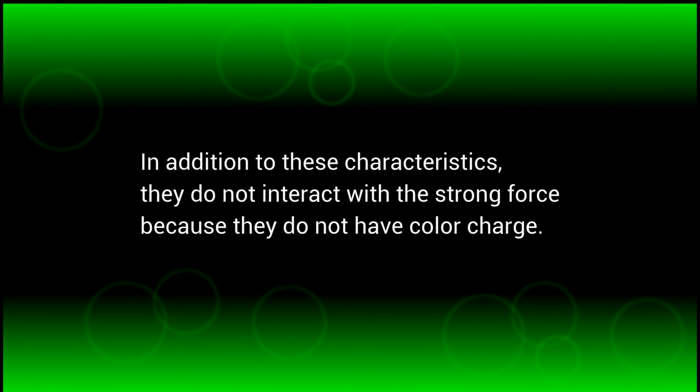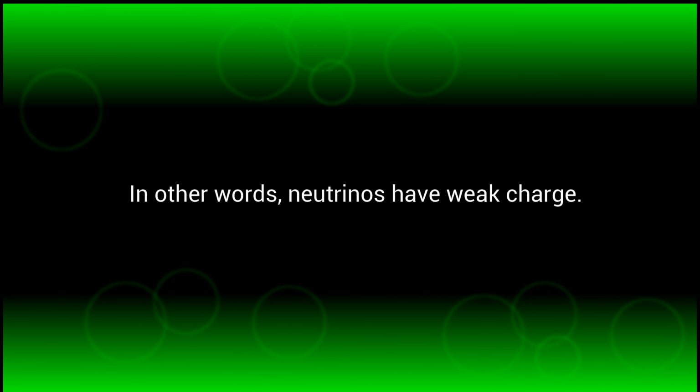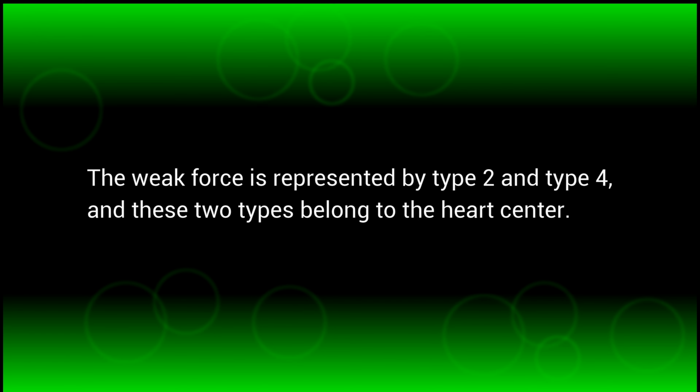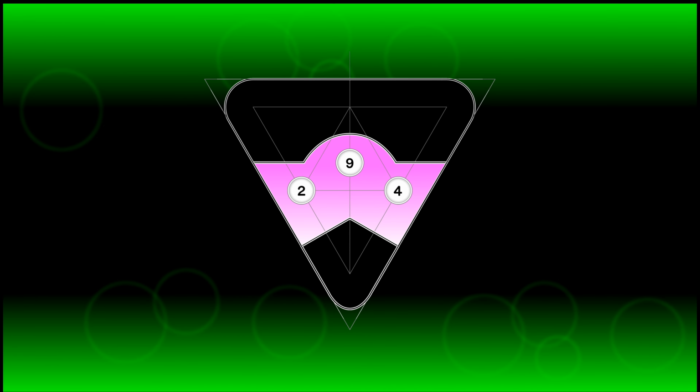In addition to these characteristics, they do not interact with the strong force because they do not have color charge. However, they interact with the weak force. In other words, neutrinos have weak charge. The weak force is represented by type 2 and type 4, and these 2 types belong to the heart center. Related to this, in the structure of the Zeptoform, type 9 belongs to the heart center, as illustrated.